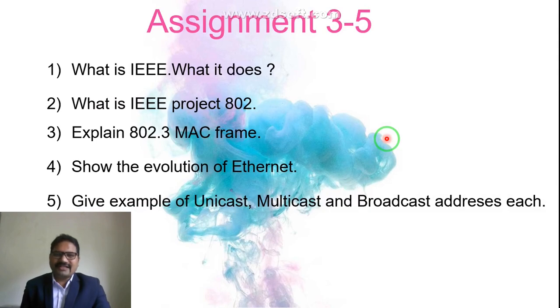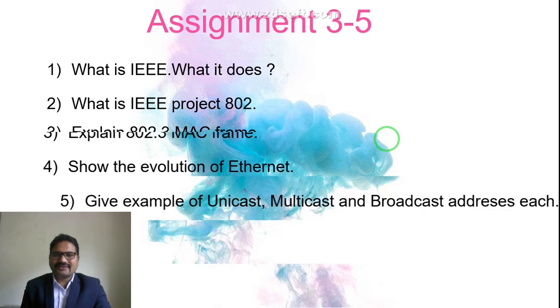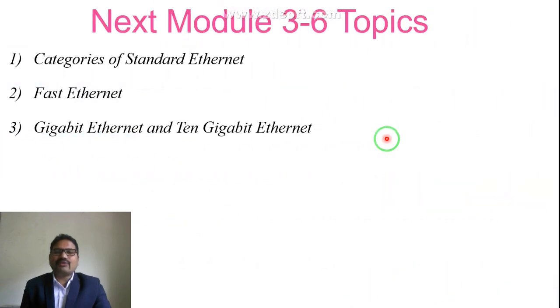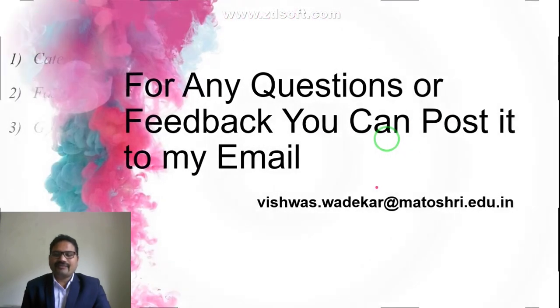So here is an assignment. Please solve the assignment and submit it to my email address. In the next module, guys, we are going to see the categories of standard Ethernet. Then we will see its evolution, that is fast Ethernet, gigabit Ethernet, and 10 gigabit Ethernet. This is my email address, so for any questions or feedback, you can post to my email address.